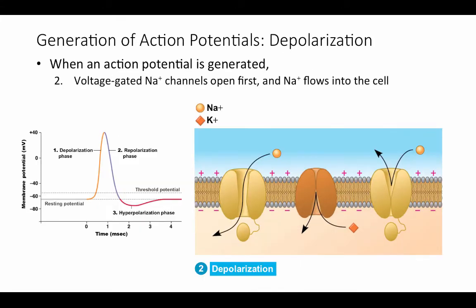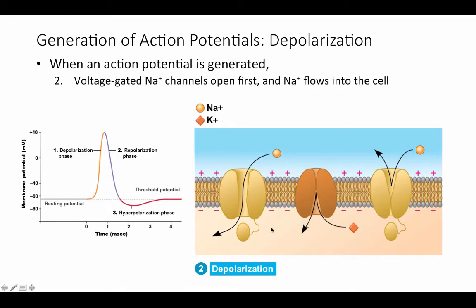Then we begin the depolarization stage. When an action potential is generated, the very first thing that happens is when that threshold is reached, that's going to trigger the opening first of the voltage-gated sodium channels. So this is going to cause sodium to flow into the cell at a very high rate. Why? Because remember, they have both a concentration gradient. They're highly concentrated on the outside of the cell. So they're going to move along their concentration gradient into the cell.